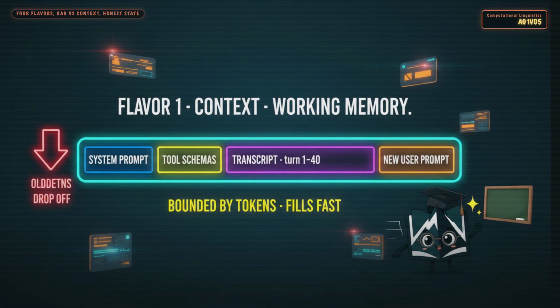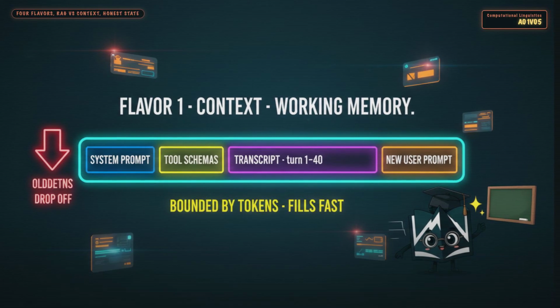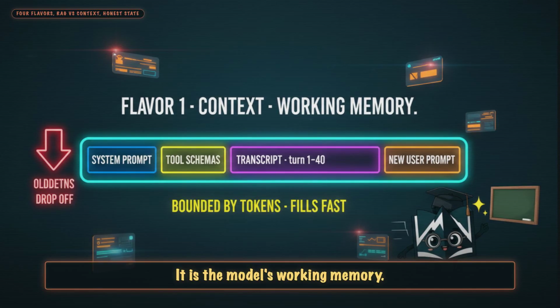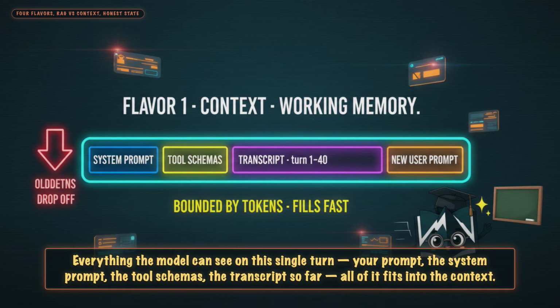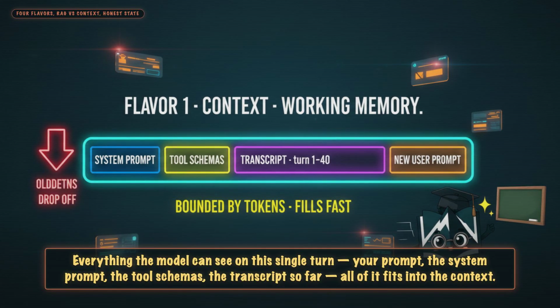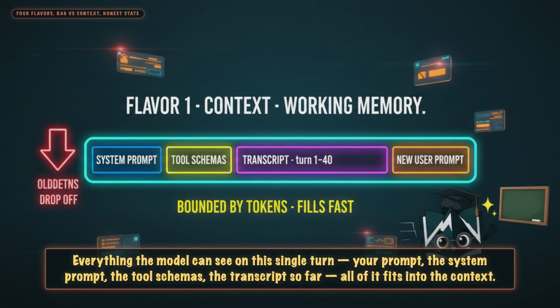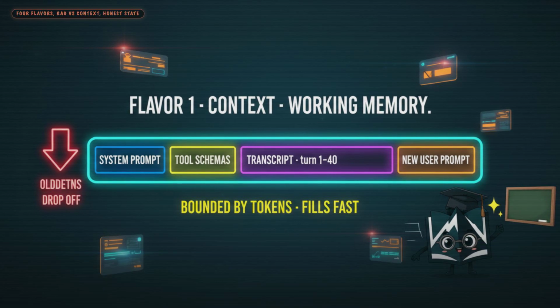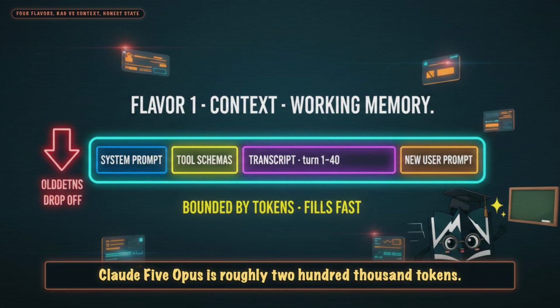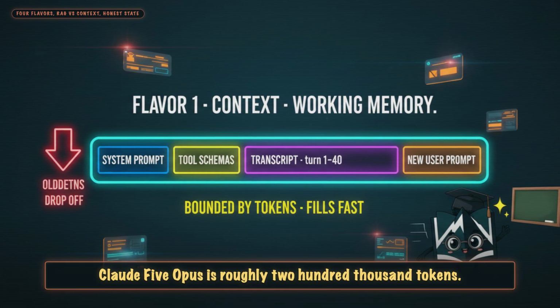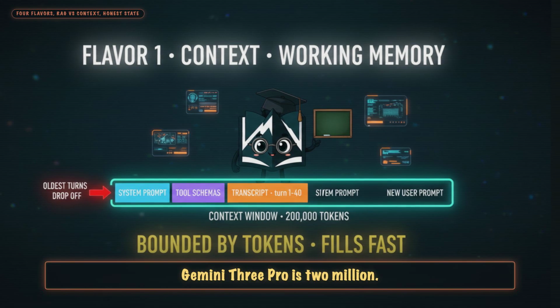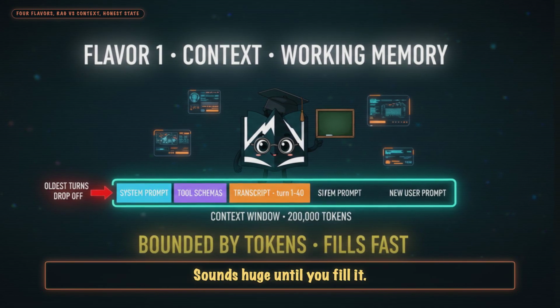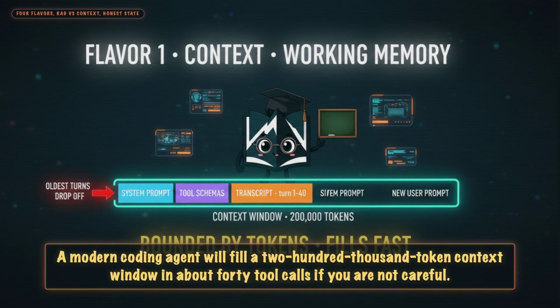Beat 1. Flavor 1. Context. Also called the context window. It is the model's working memory. Everything the model can see on this single turn. Your prompt, the system prompt, the tool schemas, the transcript so far, all of it fits into the context, bounded by tokens. Claude 5 Opus is roughly 200,000 tokens. Gemini 3 Pro is 2 million. Sounds huge until you fill it.